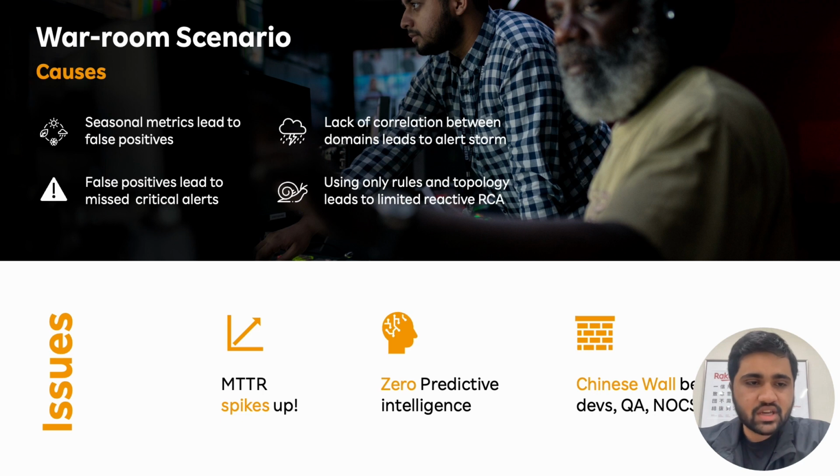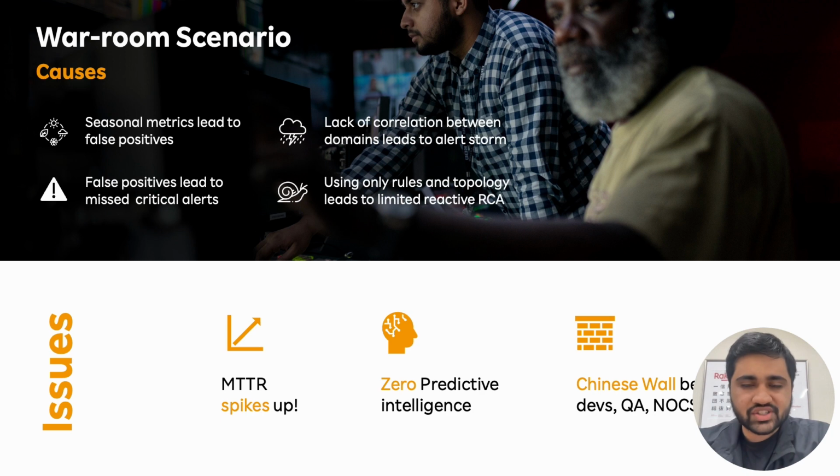Because of this, the MTTR, the mean time to resolve issues, spikes up. There's almost zero predictive intelligence because you're only seeing what's going on in the moment. You're not necessarily predicting into the future. And because of that, there's a Chinese wall between devs, QA, NOC, and DevOps, anyone who's involved in making and building the product.